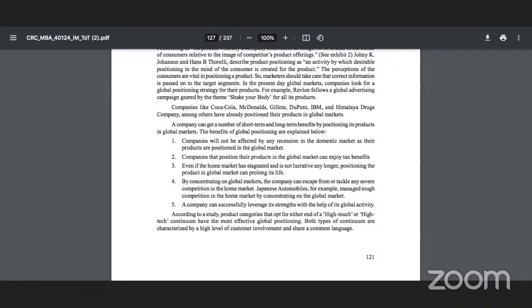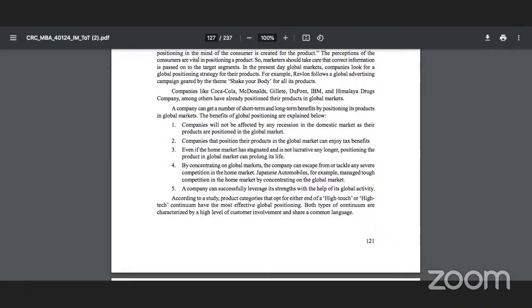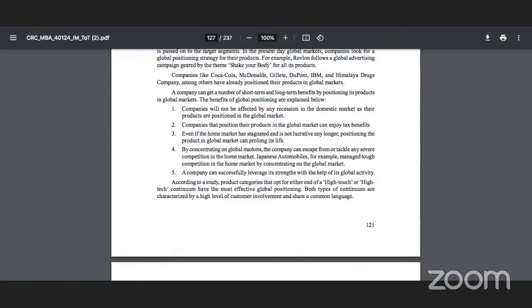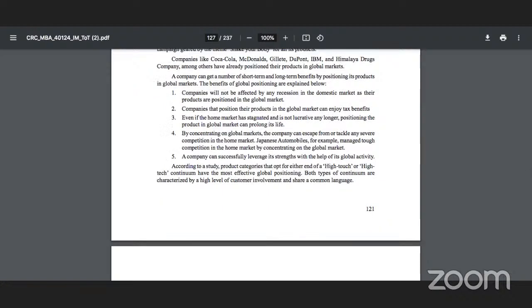So, a company can get a number of short term and long term benefits by positioning the products globally. So, what are the benefits? Companies will not be affected by any recession in the domestic market as their products are positioned internationally. Second advantage is that companies that position their products internationally can enjoy certain tax benefits. The third one is, even if the home market has stagnated and is not lucrative any longer, positioning the product in the global market can prolong its life.